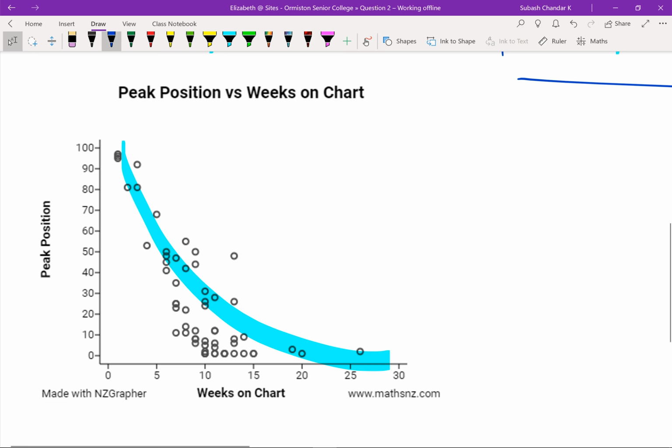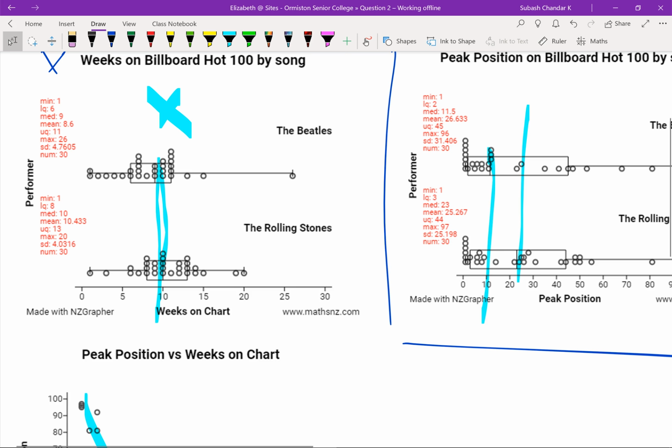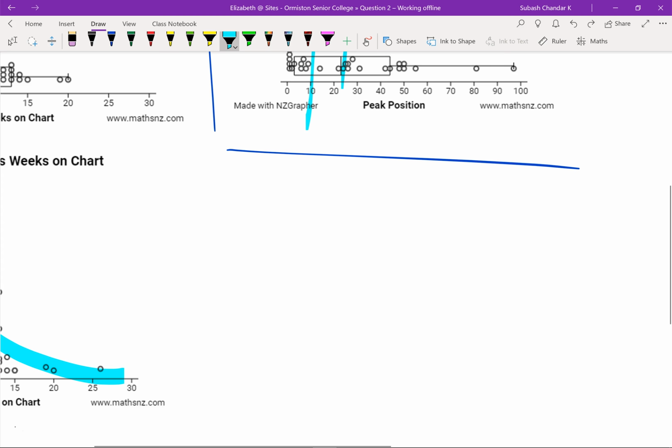So that's one of the first things that we want to talk about, is the fact that both of these two graphs here do not give us enough evidence. We cannot make the call on either there being a difference for the time on the charts or the position on the charts. All right, so that's the first thing that we want to be able to say, an overall statement. Oh, and I need to write an actual writing pen.